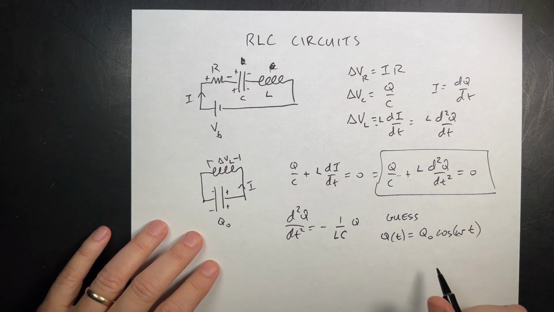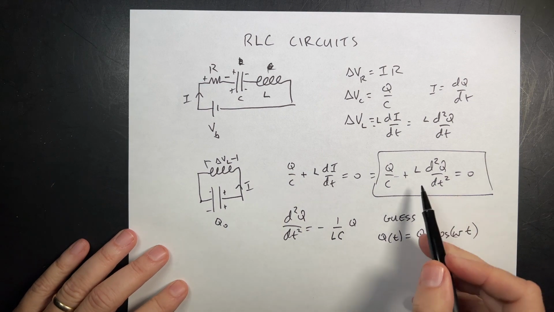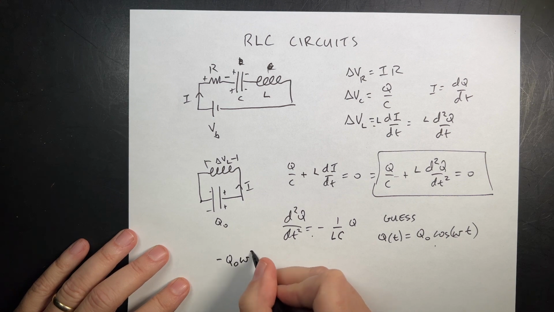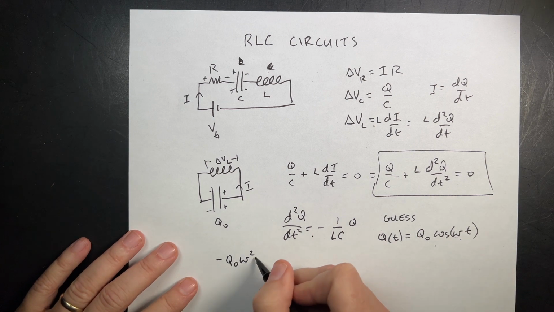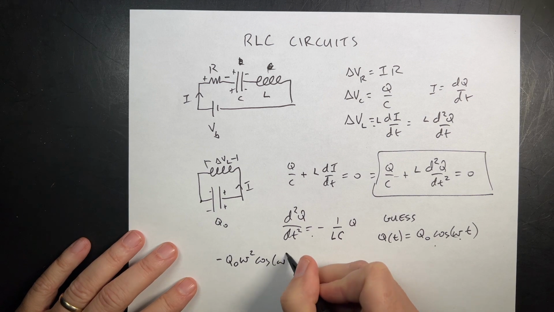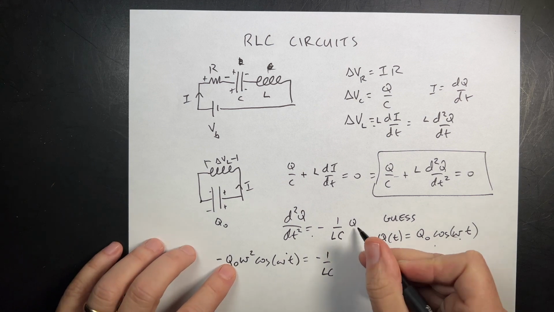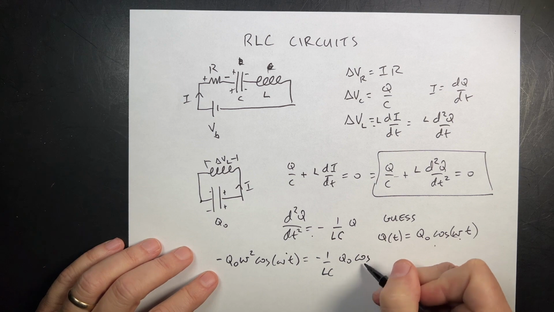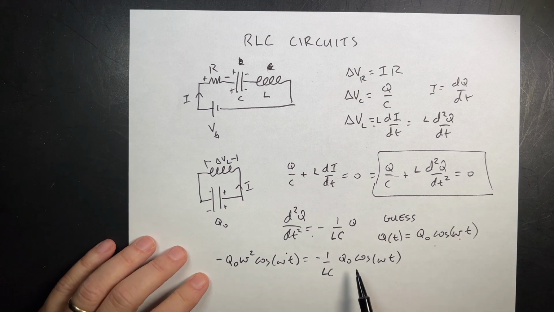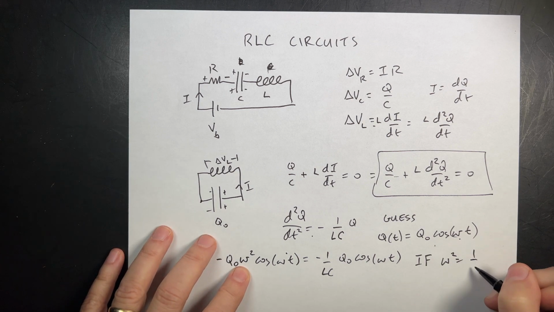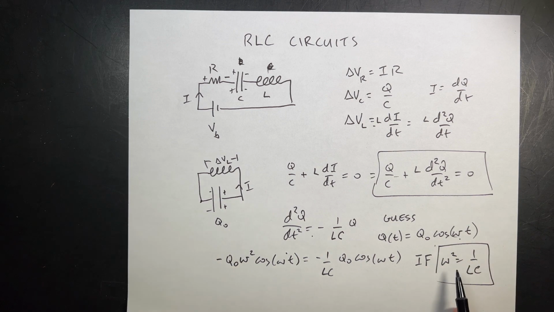So if I plug this in up here, I get negative Q0 omega squared, because I'm getting an omega squared term since I take the derivative twice, cosine omega t equals negative 1 over LC Q, which is Q0 cosine omega t. So this will be true if omega squared equals 1 over LC. And so this tells me the oscillation frequency of that particular element, which we saw was a cosine function.